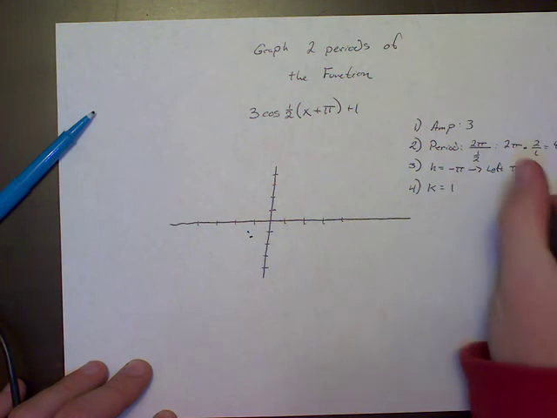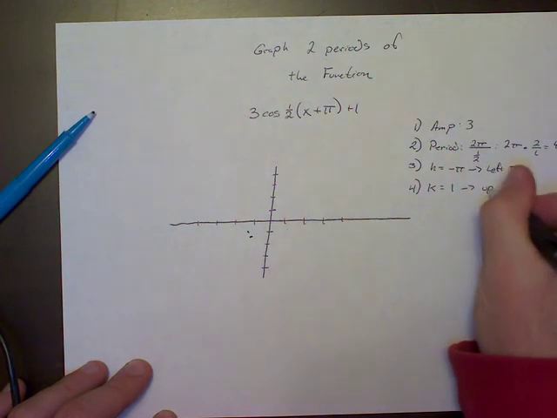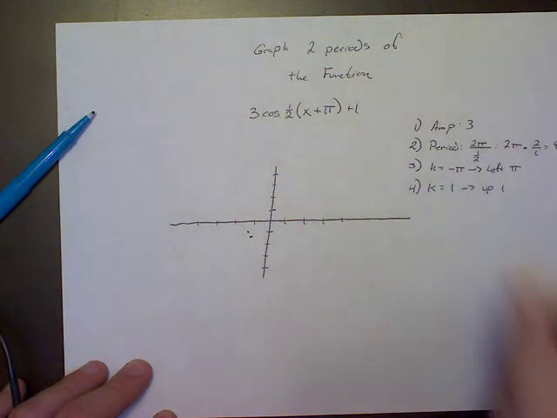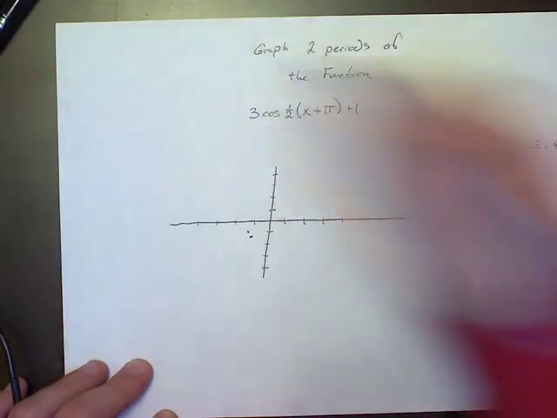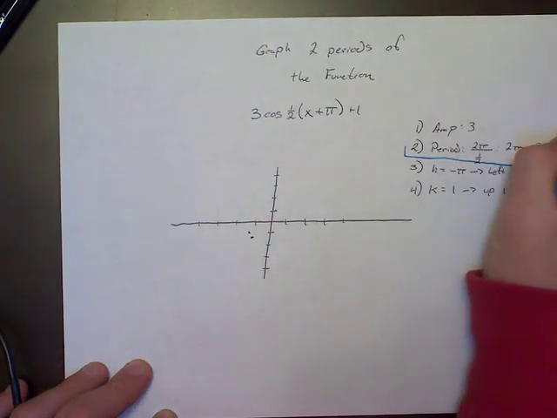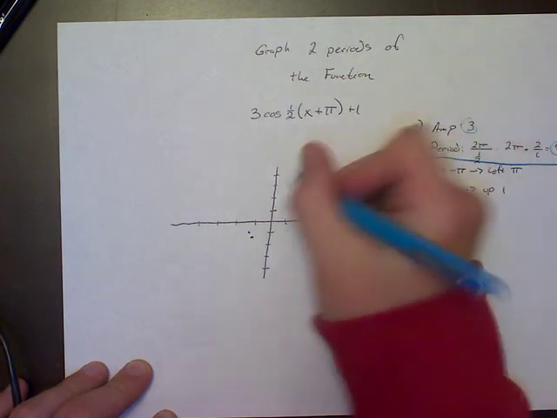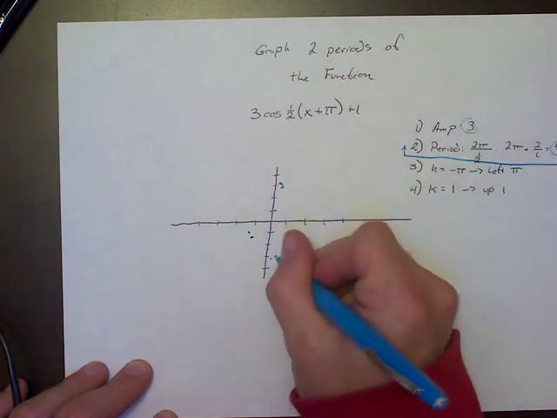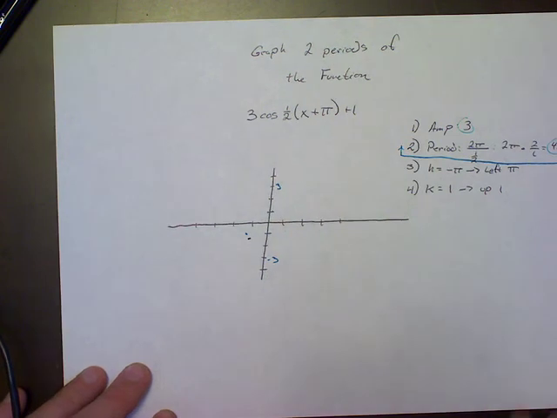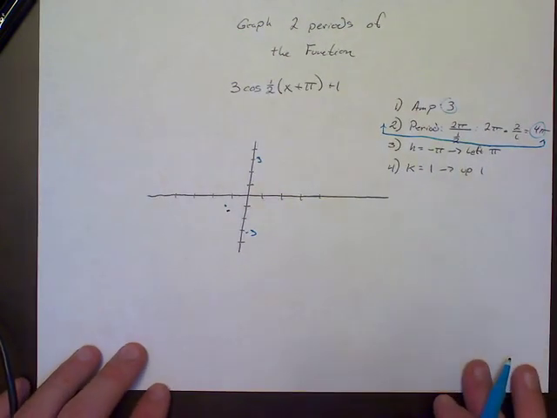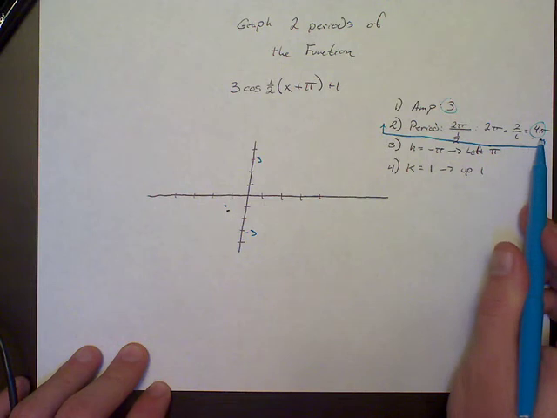We're shifting left pi, and here we're going up 1. So again, we'll go in blue. I'm just going to look at this first part here. So our amplitude is 3, -3, and the period is 4 pi.